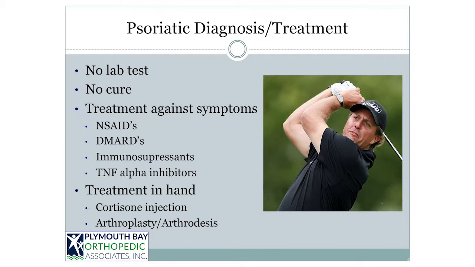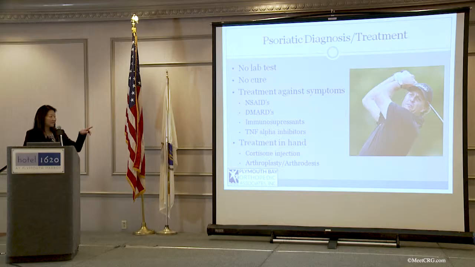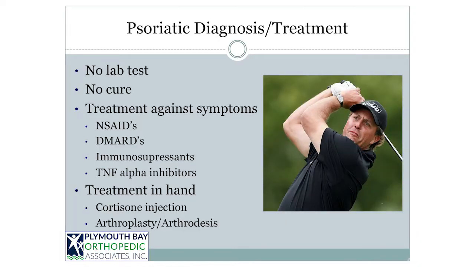In terms of diagnosis and treatment, there's no test that tells you that you have psoriasis or psoriatic arthropathy. There's no cure for psoriasis that I know of yet, and really we're still trying to manage the symptoms. All the treatments for psoriasis are really the same treatments for rheumatoid arthritis. So Phil Mickelson has psoriatic arthritis. I'm sure you've seen the TV commercials, but these TNF alpha inhibitors really helped him out a lot, and so he's able to continue to play. For psoriatic arthritis in the hand, we do the usual things: rest, ice, anti-inflammatories, and then cortisone injections are sometimes used, as well as surgery.